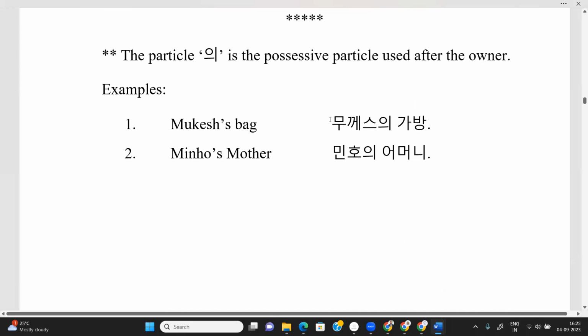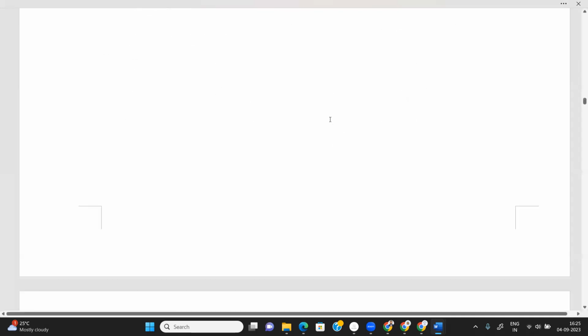The next particle, the particle 의 is the possessive particle used after the owner. For example, Mukesh's bag, Mukesh의 가방, Mino's mother, Mino의 어머니.